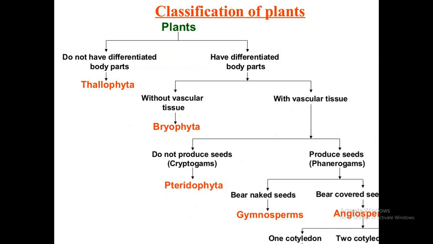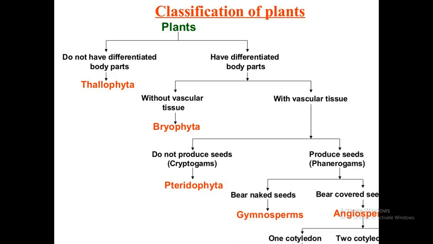तो सबसे पहले plants are divided into two types, like those plants whose body is not differentiated into stem, root and leaves. So under that we can see Thallophyta is there. Then comes those plants whose body is differentiated into different parts like root, stem and leaves. So now ये again divided होते हैं दो में, जो have those who are having the vascular tissues and those which are without the vascular tissues.